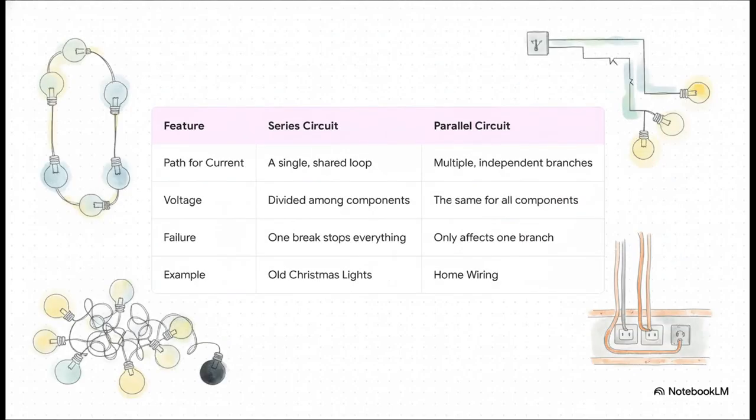This table just nails the comparison. The path for current, a single shared loop versus multiple independent branches. Voltage, it gets divided in series, but it's the same for all in parallel. Failure, it's catastrophic for series circuits, but it's just a local problem for parallel. And the examples tell the whole story. Those old, annoying Christmas lights versus the reliable wiring inside your walls.